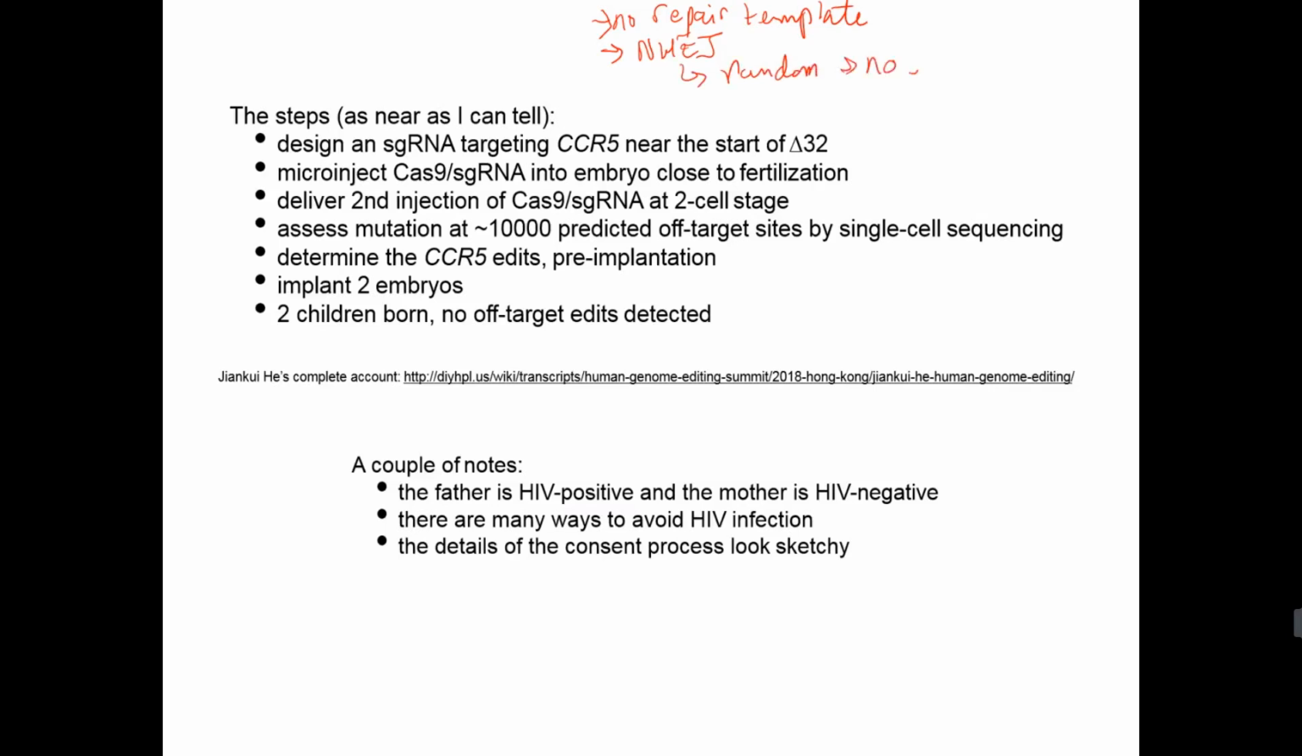There's no expectation they would get the Delta 32 mutation. So the approach is flawed right from the get-go, because there's no expectation they would get the precise mutation Delta 32, which has been extensively characterized clinically and is known to exist at a decent frequency in the human population, right? So basically they're making what are termed variants of unknown significance.